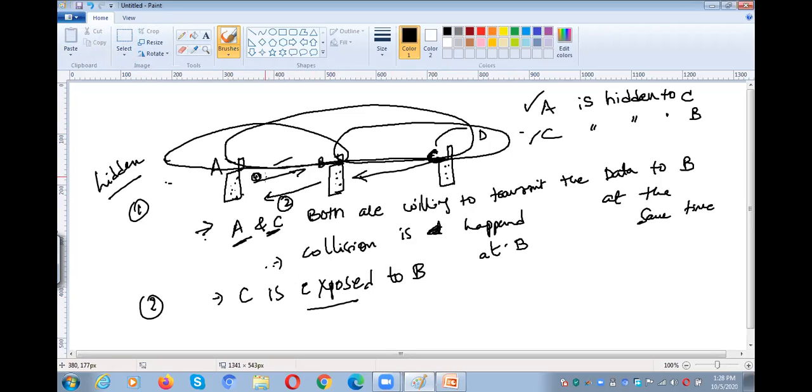For the first case, both A and C are willing to transfer data to B. The collision happens at B because A is hidden to C and C is hidden to A. That is the first problem. The second problem is B is willing to transfer data to A and C is willing to transfer data to D. But C is waiting until B completes its transfer. There is no need to wait, because C is willing to transmit the data in another direction. But C is waiting unnecessarily. That is the exposed problem. So how can we solve these problems?